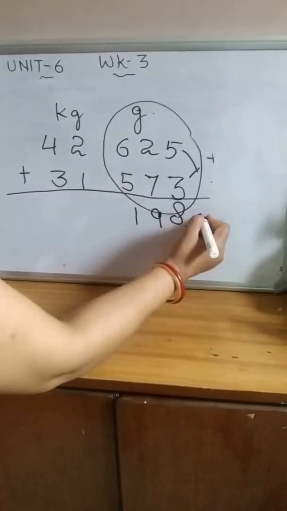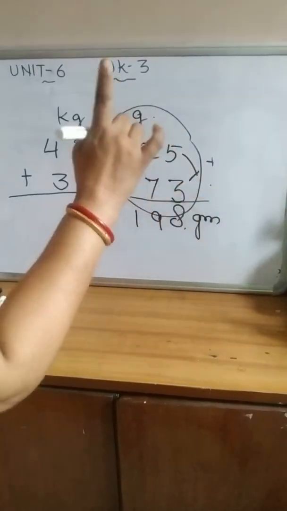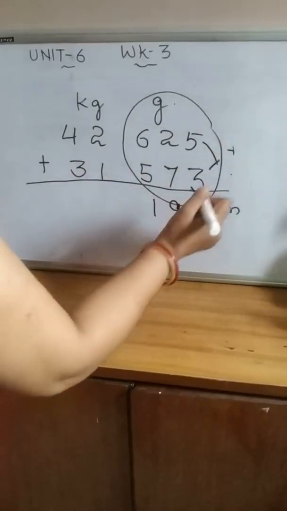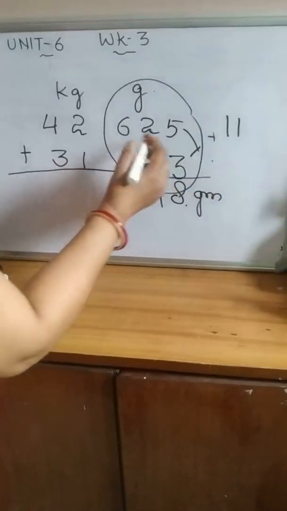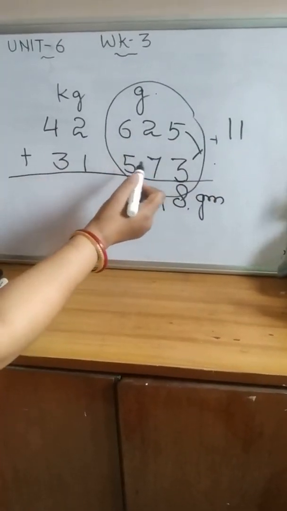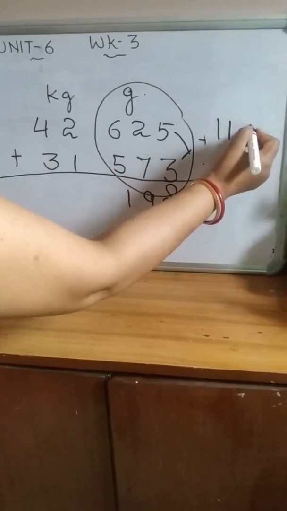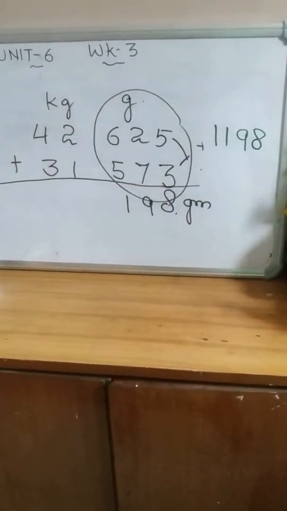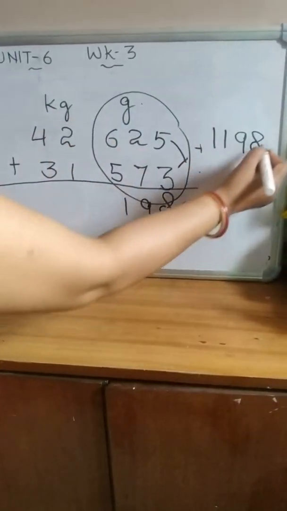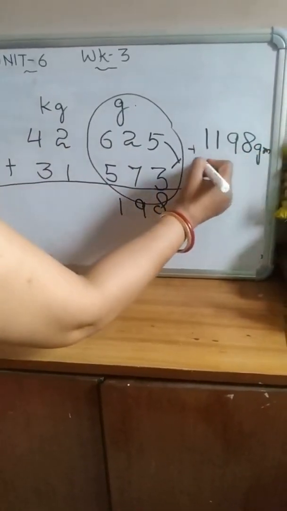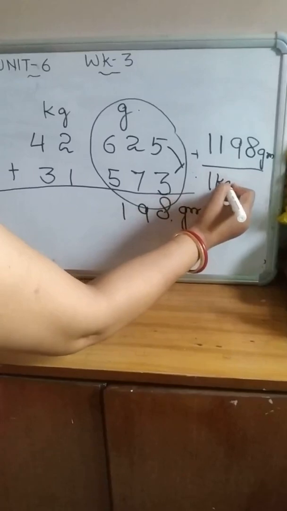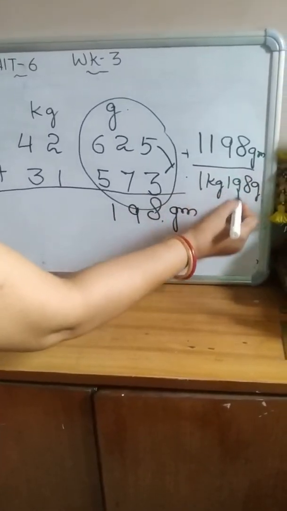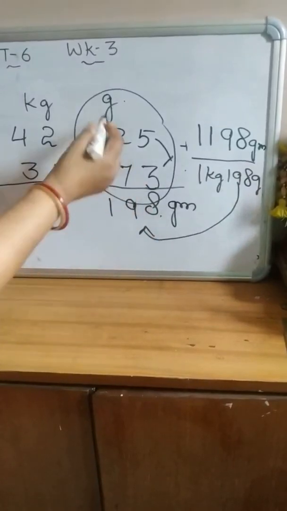198 gram will go in the gram column and 1 kilogram is left. So after addition, 625 and 573 is 1,198 gram, and this 1,198 gram can be written as 1 kilogram and 198 grams. So this 198 gram will be written in the grams column.